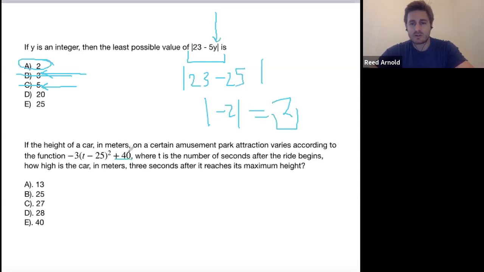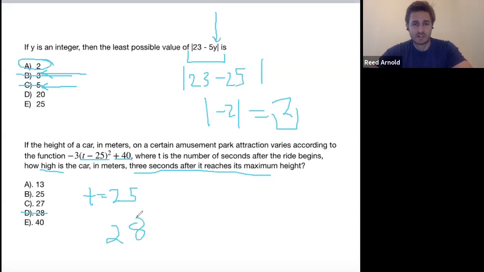I did have an E or 2 in the answer choices. That is the maximum in general, but I'm not asked for the maximum. I'm asking for the height 3 seconds after the maximum. Well, the maximum is going to be at t equals 25 because that makes this thing 0. So I subtract nothing from 40. 3 seconds after that is 28. But that's not the answer choice.